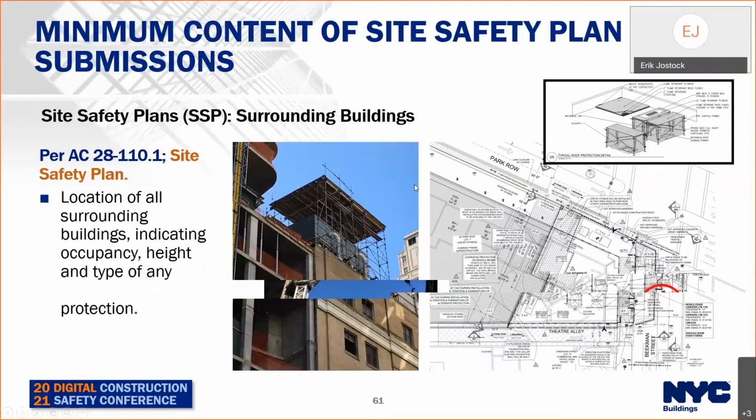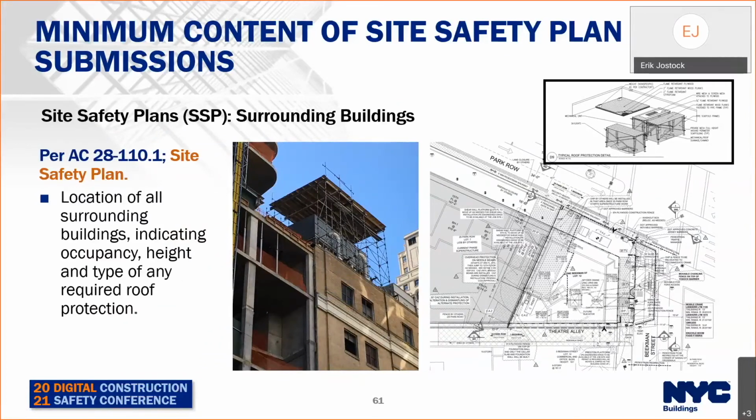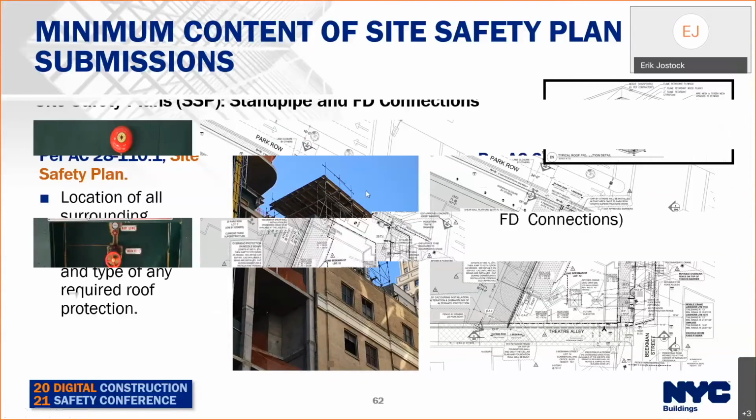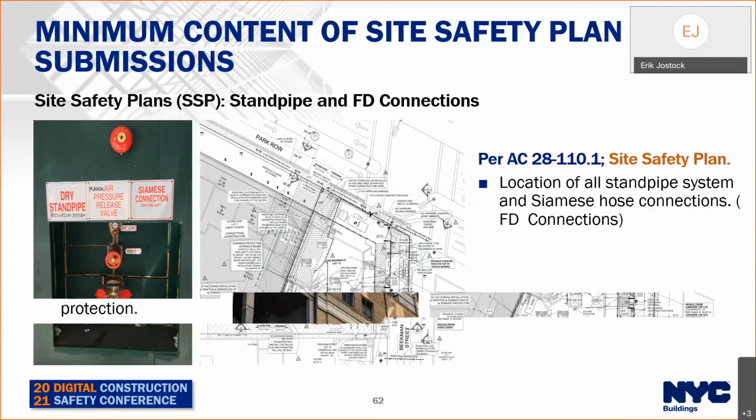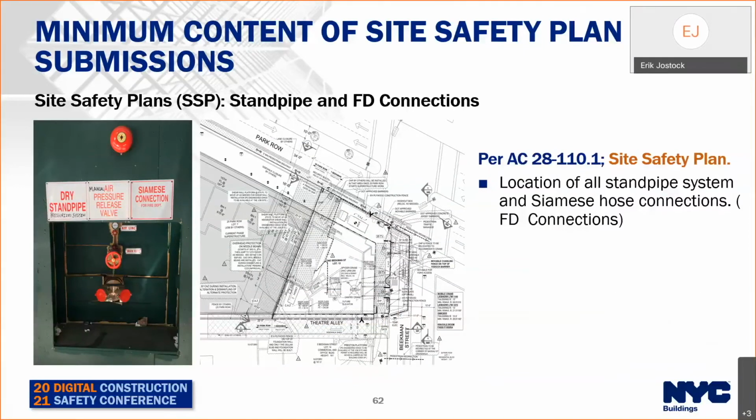The surrounding buildings, location of surrounding buildings indicating occupancy, height, and type of required roof protection. So this equipment shown in the slide is on the adjacent property next to the major building going up, which needs to be provided with required protection of that mechanical equipment on that adjacent roof. Location of all standpipe systems and Siamese hose connections. Standpipes with fire hydrant connections must be indicated. FDNY connections cannot be unreasonably obstructed by fence or storage materials, debris, or equipment.